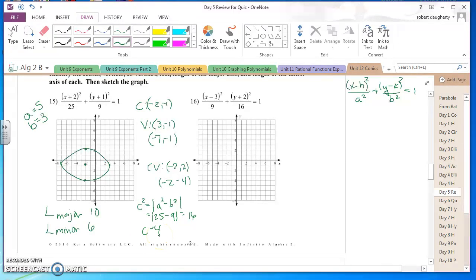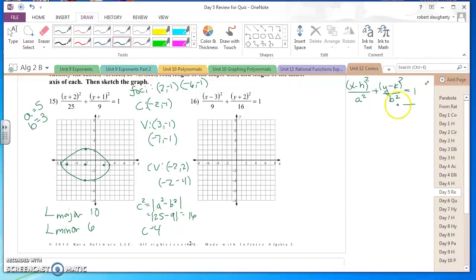Okay. So it tells me that if I travel, since this is a horizontal ellipse, a distance of 4, 1, 2, 3, 4, I get to one focal point, 1, 2, 3, 4, I get to the other focal point. So my foci are going to be at (2, -1) and the other one you see over here is going to be at (-6, -1).